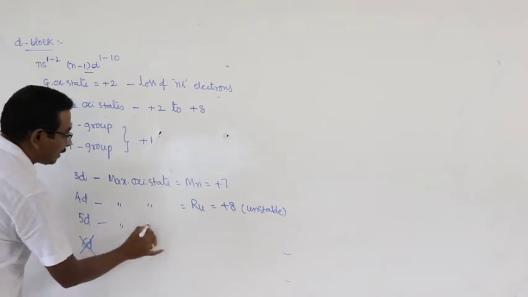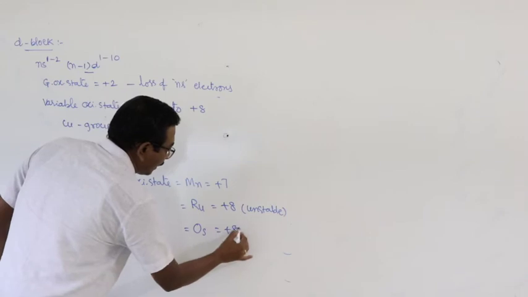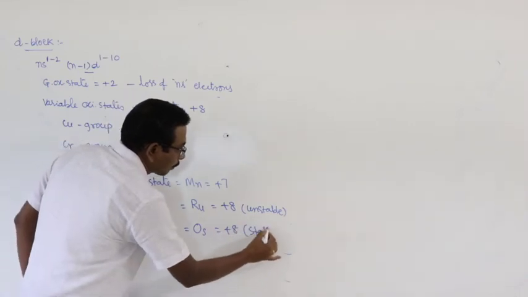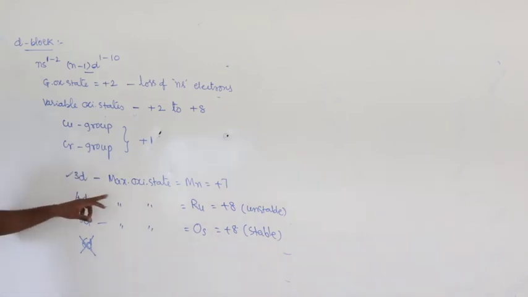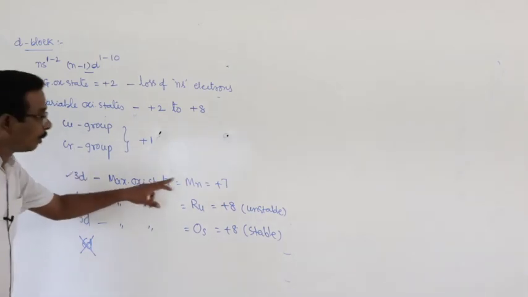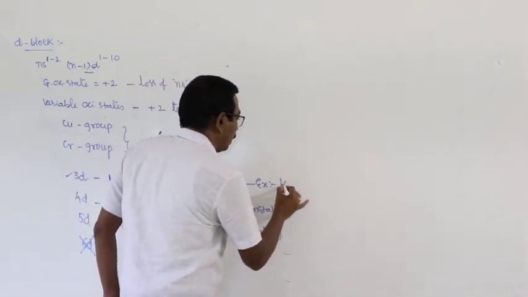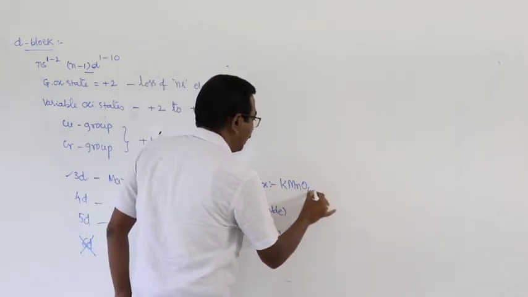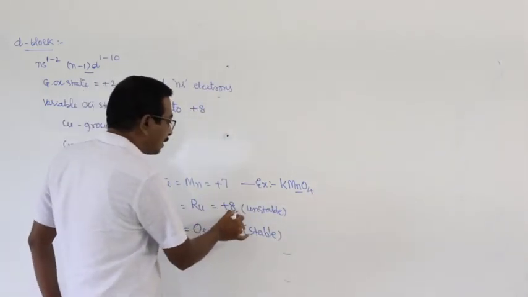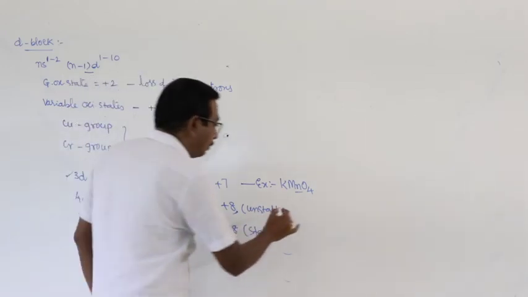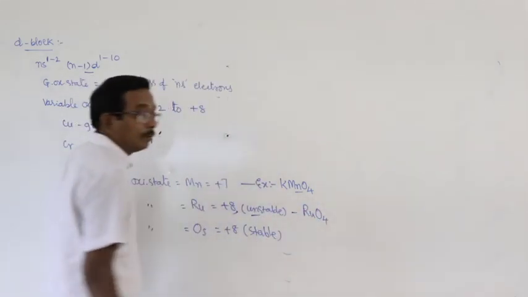In 5d series, the maximum oxidation state shown by osmium is +8. This is stable. In 3d series, the maximum oxidation state shown by manganese is +7. Example, potassium permanganate. And in 4d series, the maximum oxidation state shown by ruthenium is ruthenium tetroxide, that is unstable.